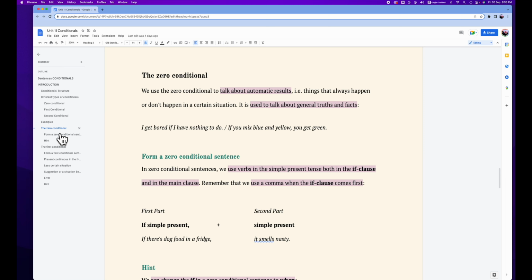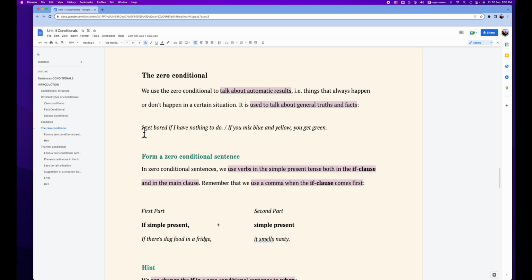And for the first conditional, if A happens, the chance that B is going to happen varies from 10% to 90%. Let's take a look into details how to arrange it. The first is the zero conditional. We use the zero conditional to talk about automatic results. We use it to talk about general truths and facts.